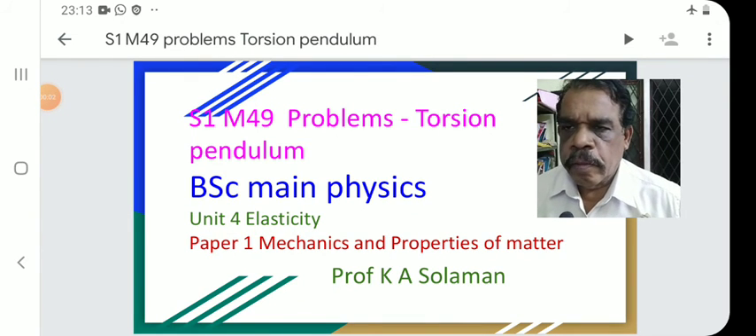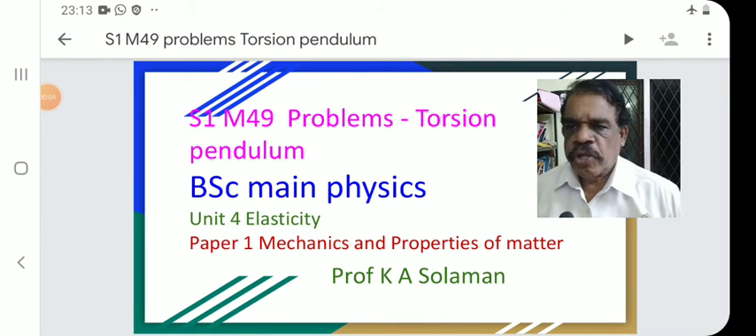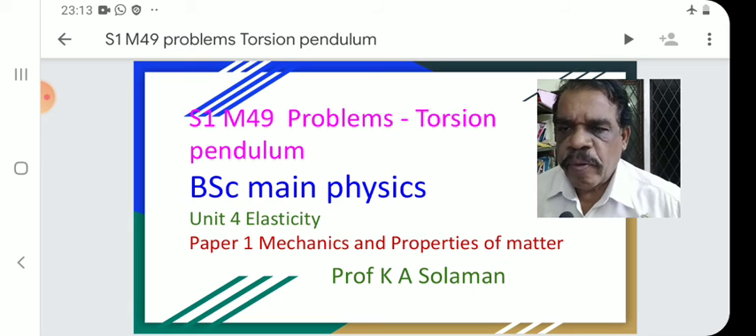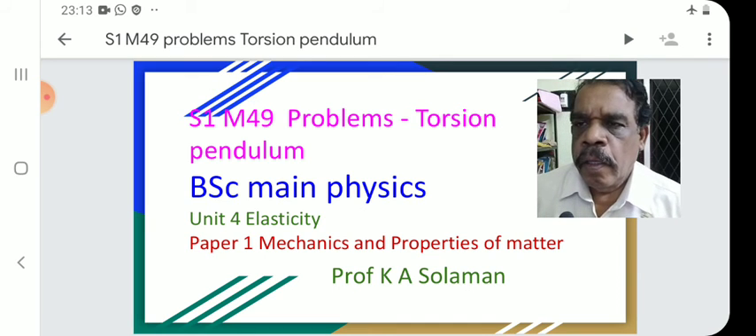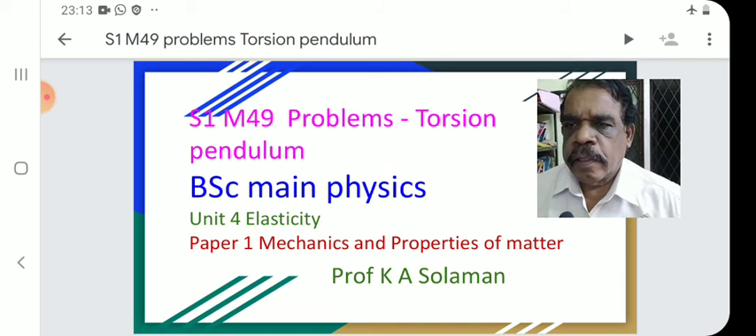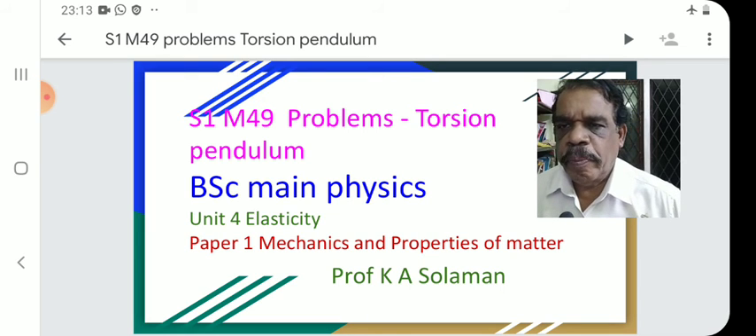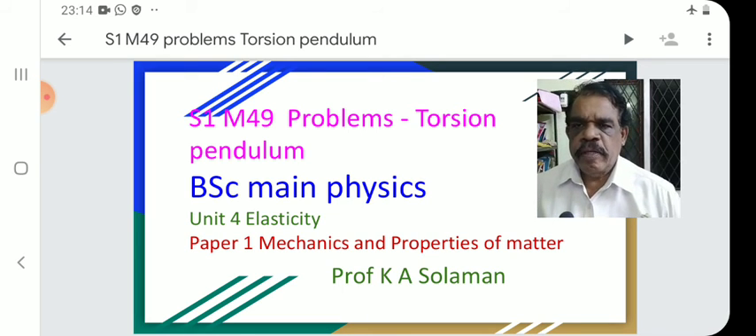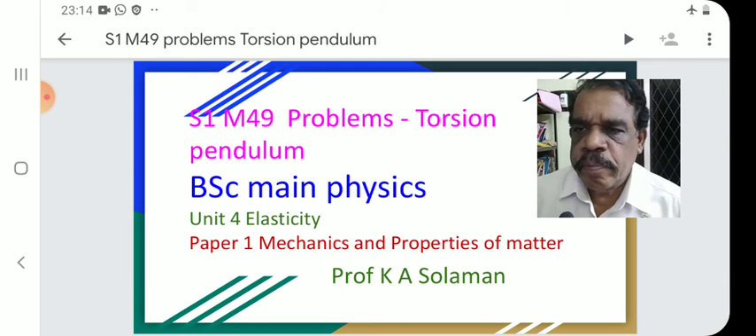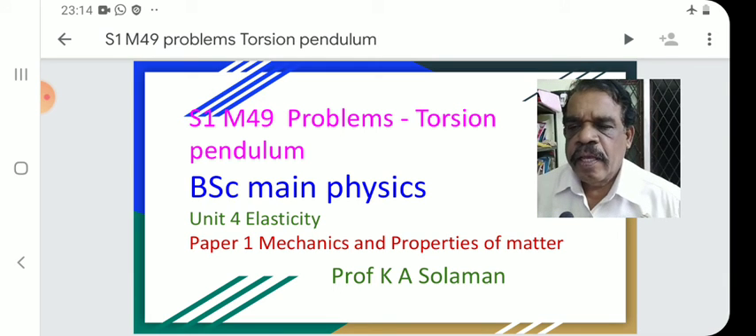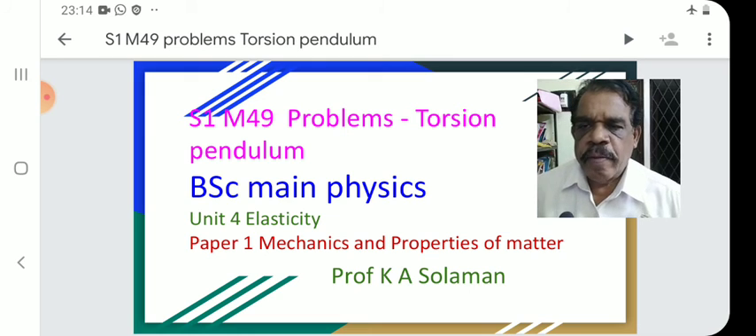Welcome to BSc Main Physics, Semester 1, Paper 1, Mechanics and Properties of Matter, Unit 4, Elasticity, the last lecture. Class number 49: Problems on Torsion and Torsion Pendulum.